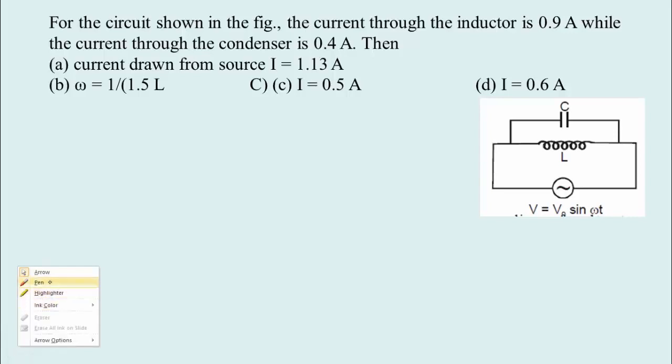Then, see here, the current across the inductor, let us take it as IL, is 0.9 ampere. The current across the capacitor is given as 0.4 ampere. The currents drawn by the inductor and the capacitor are in the opposite phase. We know that for an inductor and a capacitor, the phasor difference is 90 degrees, but both are in the opposite direction. They are in the opposite phase.